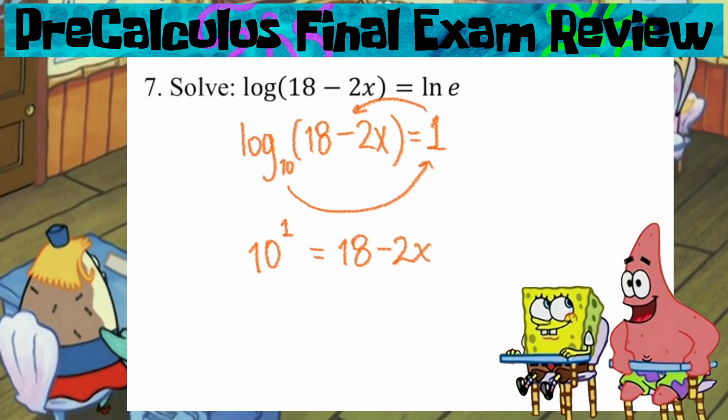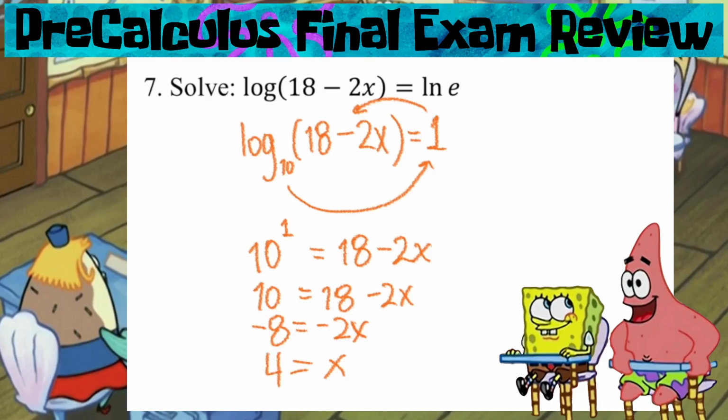Some of you may do it a different way. I could show you that right after this one. Obviously that's just 10 equals 18 minus 2x. I'm going to subtract 18 over. That gives me negative 8 equals negative 2x. I'm going to divide by negative 2. That gives me x equals 4.